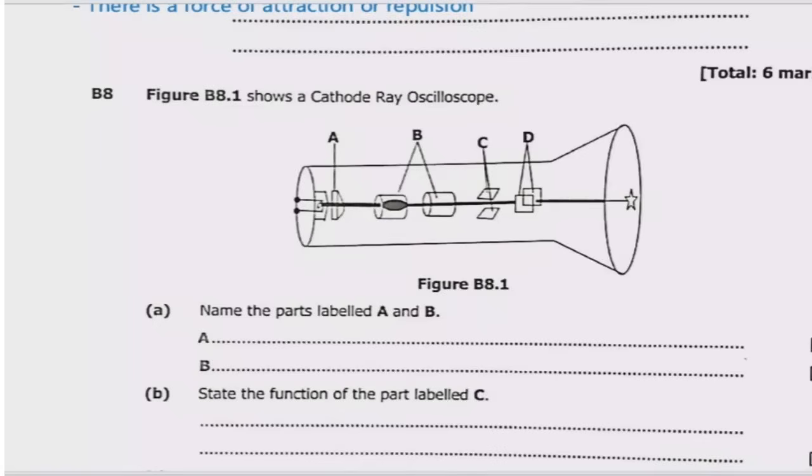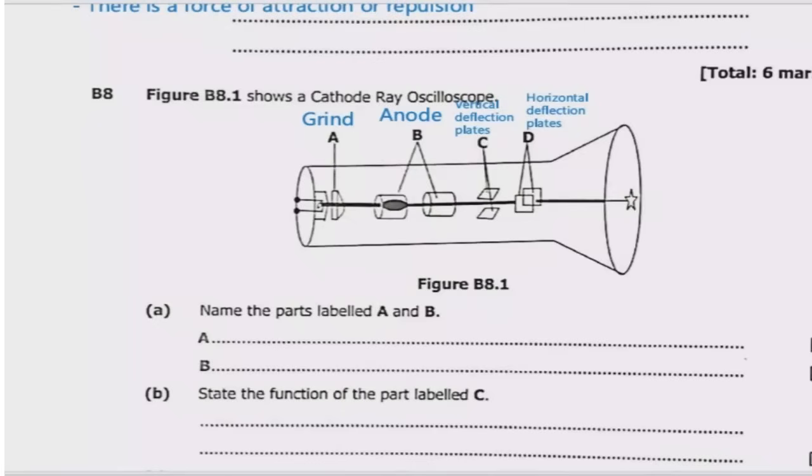Once I've studied the diagram, the first thing we need to do is name the parts that are labeled by letters. We're going to start with A. What is A? A, that is grid. B, that is anode. C, that is vertical deflection plates, and D, that is horizontal deflection plates. Okay, now I've named those parts, we can go to the actual questions.